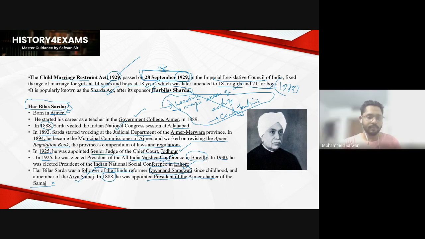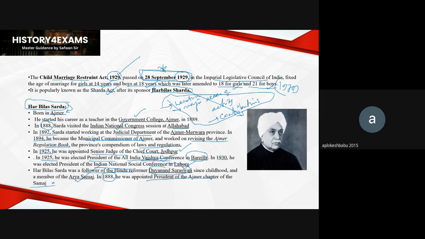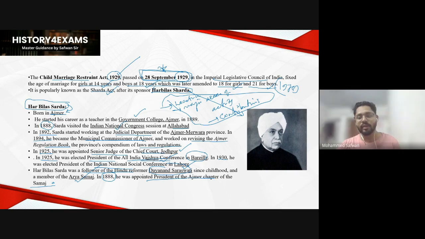So guys, what did Harbilas Sharada sponsor towards this act? He is the man who stood strongly to bring this legislation, like Ishwar Chandra Vidyasagar and Raja Ram Mohan Roy, whom we discussed. Harbilas Sharada strongly supported raising the age of girls from 12 to 14 or above. For that, he influenced the British government, especially in the Ajmer area, and the Imperial Legislative Council of India. Finally, he is the man who acted on this, and thus we honour this act with his name. Got it?